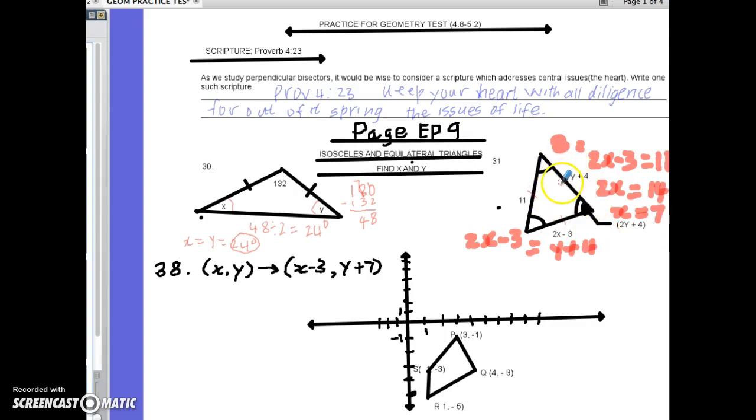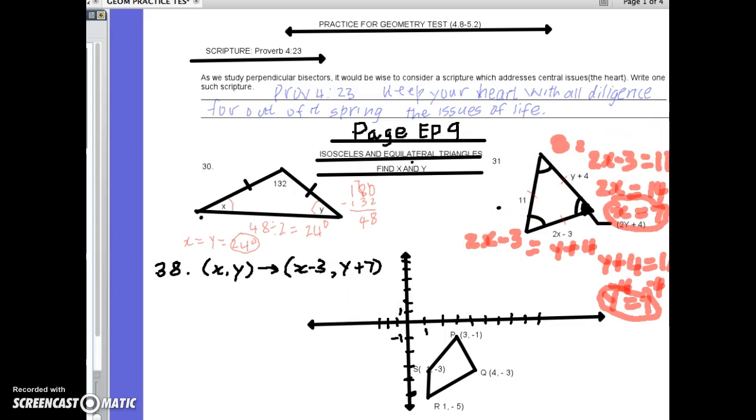How about the y? We could say y plus 4, which is this side length, is also equal to 11. So here we could say y plus 4 equals 11. And we subtract 4 from both sides, and that would give us y equals 11 take away 4, that would be 7. So these would be our answers here. X equals 7, y equals 7 happen to be the same for that one.